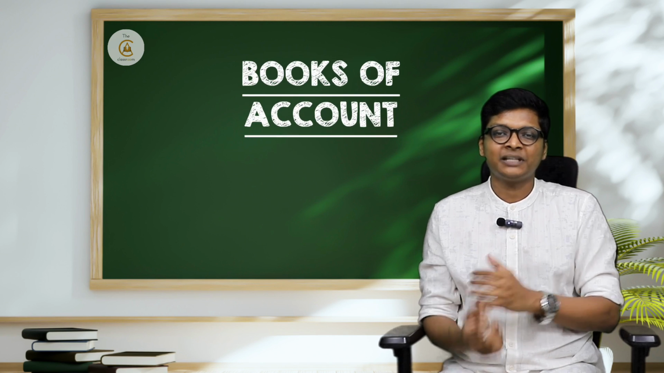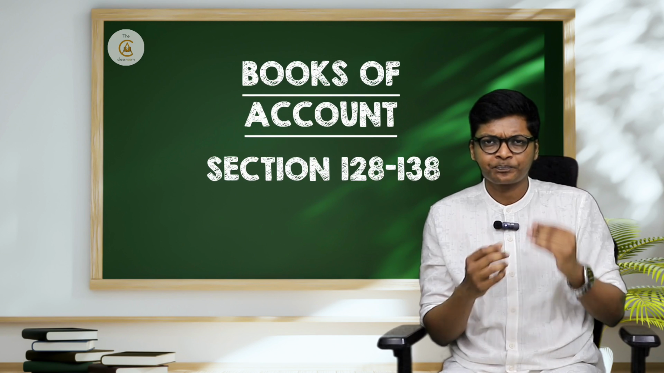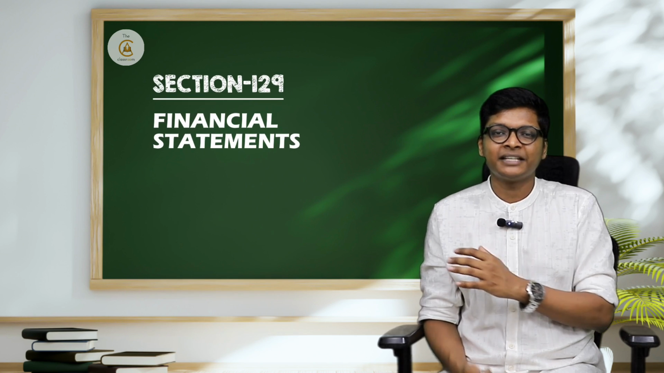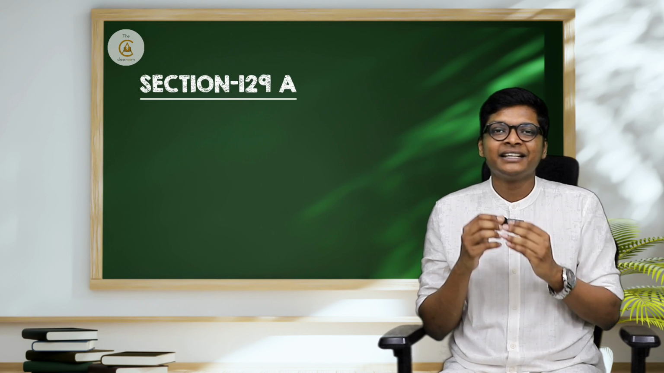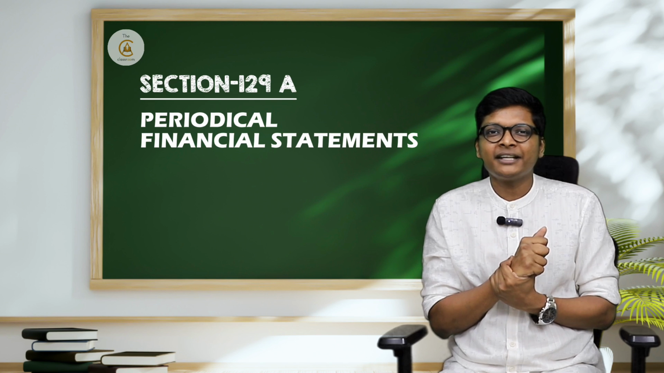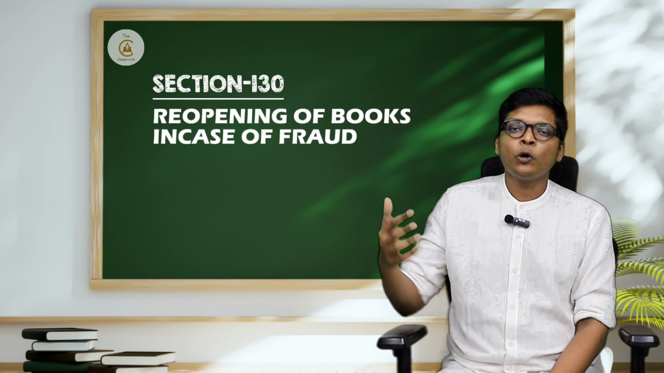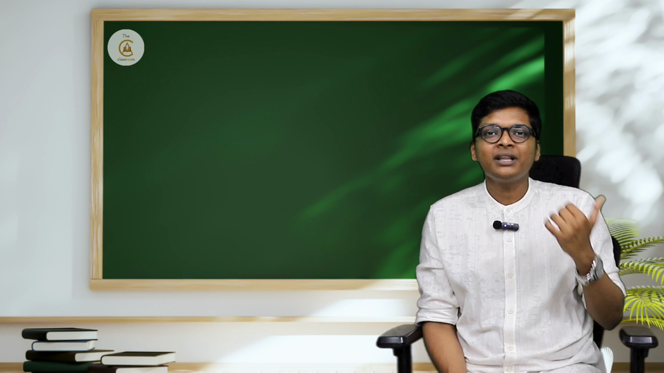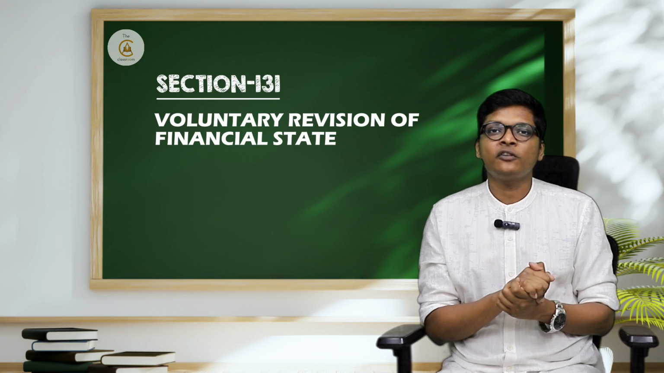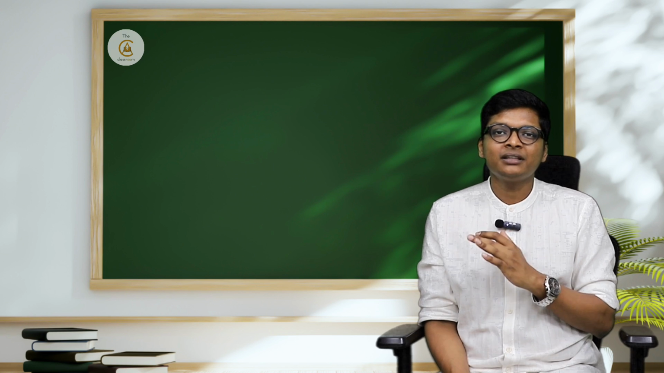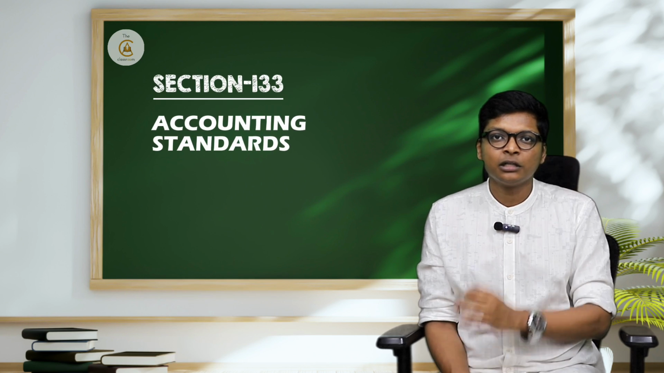Next, books of accounts chapter 128 to 138. 128 is accounts of companies. 129 financial statements. 129A is basically periodical financial statements. 130 and 131. 130 is reopening of books in case of fraud. 131 is voluntary revision of financial statements in board's report. 132 NFRA. 133 is accounting standards.